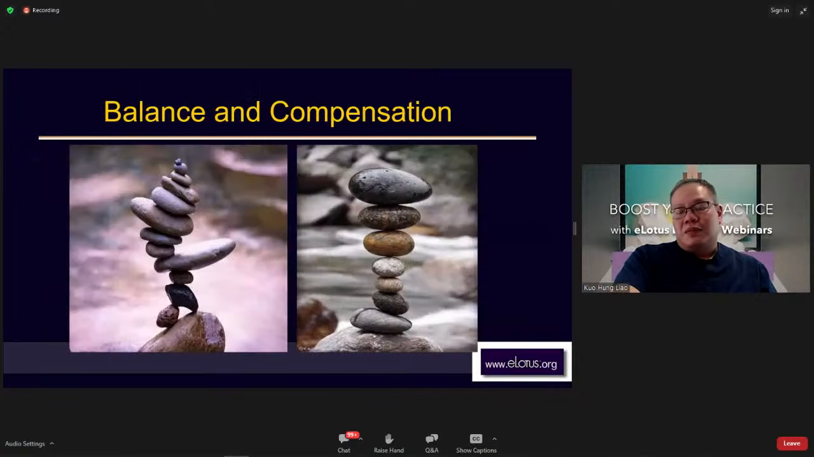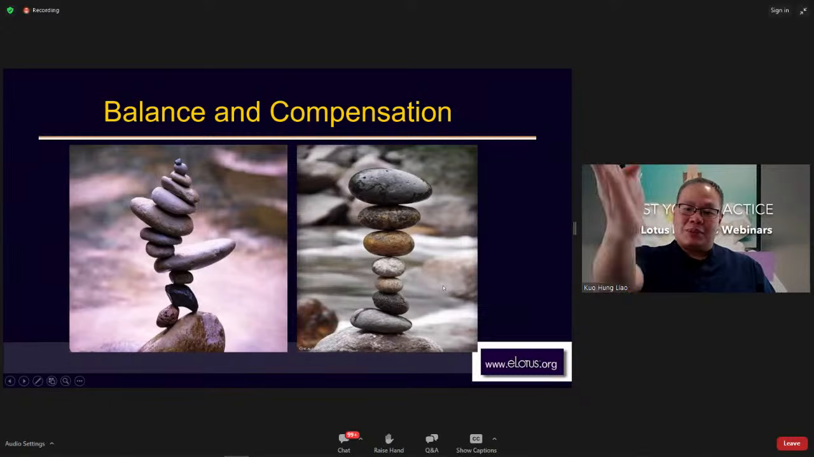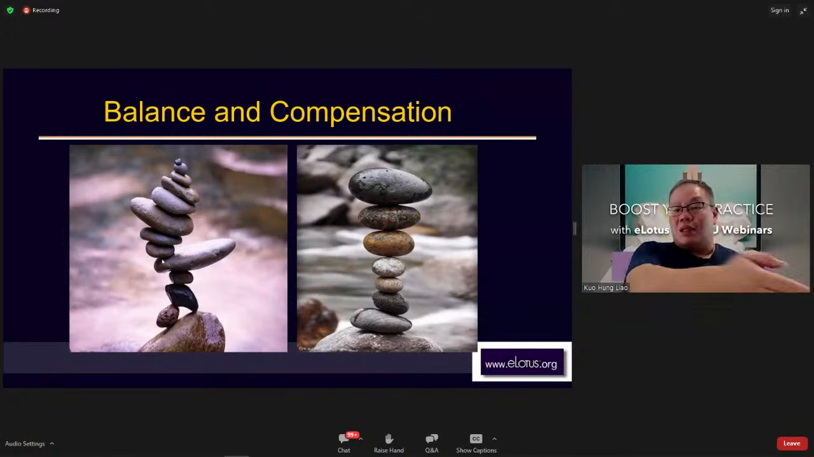Okay, and balance and composition. You can see these two pictures. Which one do you feel is more stable? For sure, it's the right side. This one, right? It looks more stable. The tension is more at the center, right? But life is not always perfect like this. A lot of the time, life is like the left one.